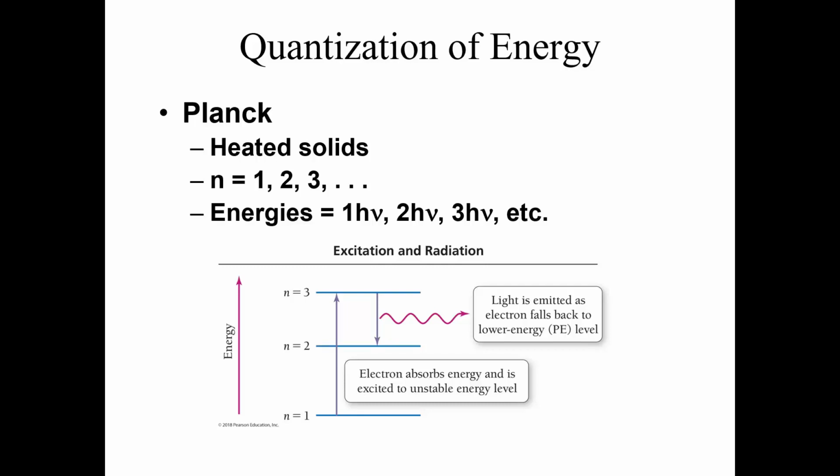We have these quantized energy levels, right? If you have an electron in iron, it's either going to be here or here or here. It's not going to be in between, okay? So there's no such thing. It will jump up, right? It will either jump up or down.